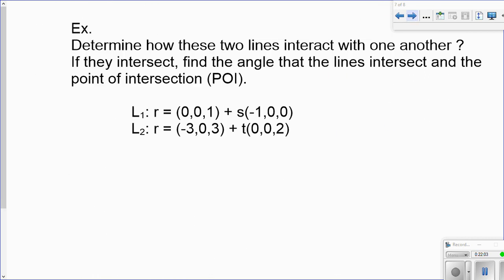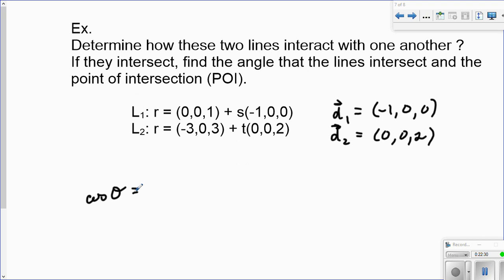All right, let's move on to angles. So angle situations here. Determine how these two lines intersect by way of angles. Now we've done a question like this before. It was in 3-space. So what I need here is my direction vector. That'll be (-1, 0, 0). My direction vector for the next one is (0, 0, 2). My angle formula is the same no matter if it's a third component or not, it doesn't matter.